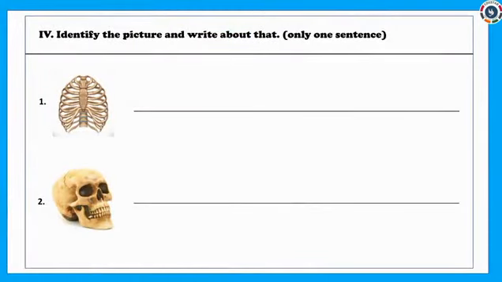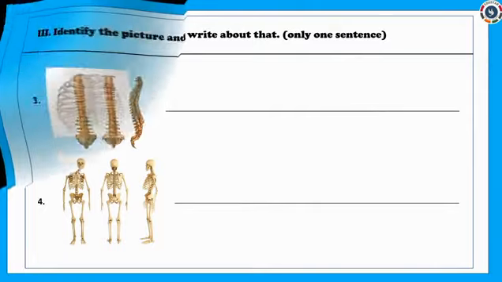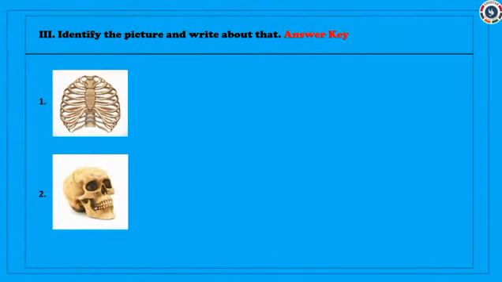Dear children, next exercise, identify the picture and write about that. Only one sentence is enough. No need to draw these diagrams. Just identify the pictures. 4 pictures are given. Write only one sentence. If you are having any doubt, click the next slide and write. Check your answers. Don't write wrongly, dears.